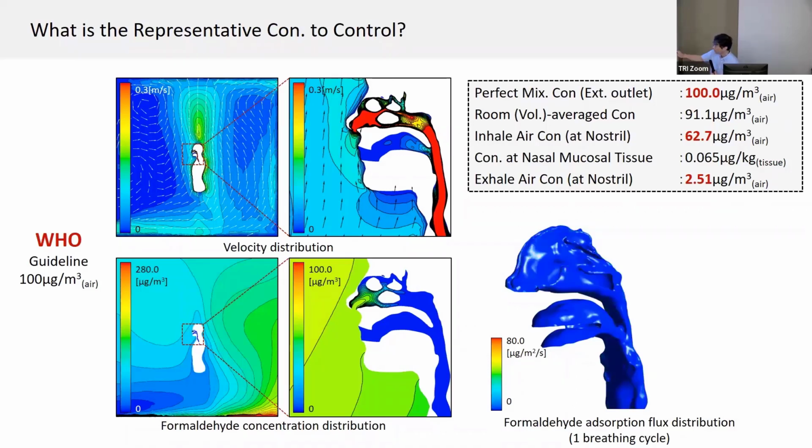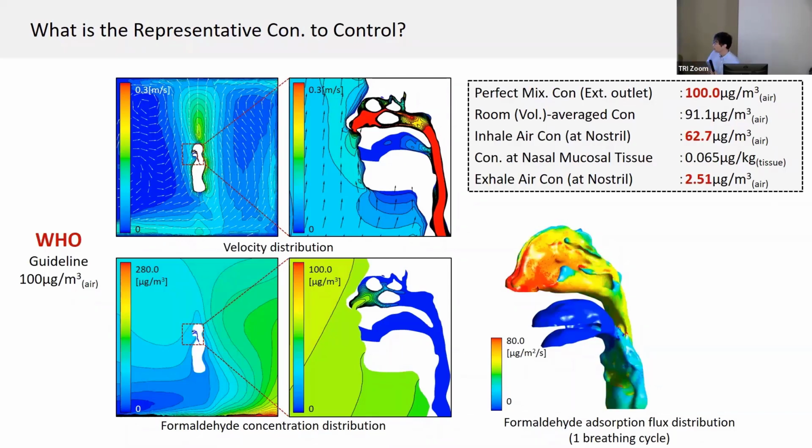And furthermore, by using a computer simulated person with respiratory system, we can estimate the inhaled air concentration of formaldehyde at nostril openings. In this case, the concentration was 62.7 microgram per cubic meter. This means 40% lower concentration compared to the perfect mixing concentration. If the controlling target of air quality is at nostril level, this ventilation system can reduce energy by 40% compared to the mixing ventilation system. But unfortunately, in this case, the human model is just solid and standing, with no movements. Therefore, there is a lot of uncertainty.